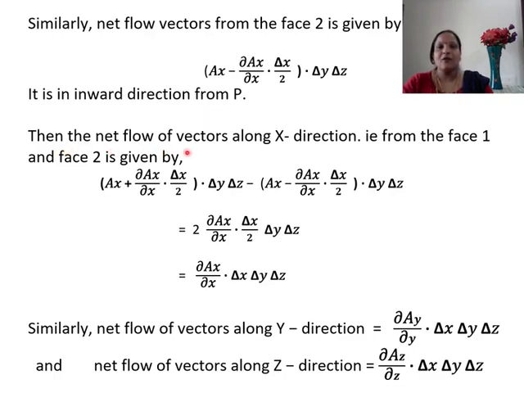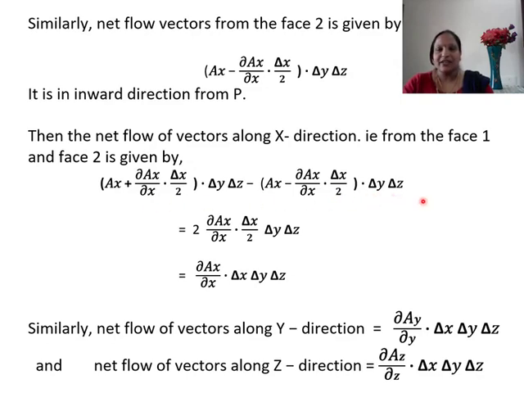Then the net flow of vectors along x direction, that is from the face 1 and from face 2, is given by Ax plus dou Ax by dou x into delta x by 2, into delta y into delta z, minus, in brackets, Ax minus dou Ax by dou x into delta x by 2, into delta y delta z.